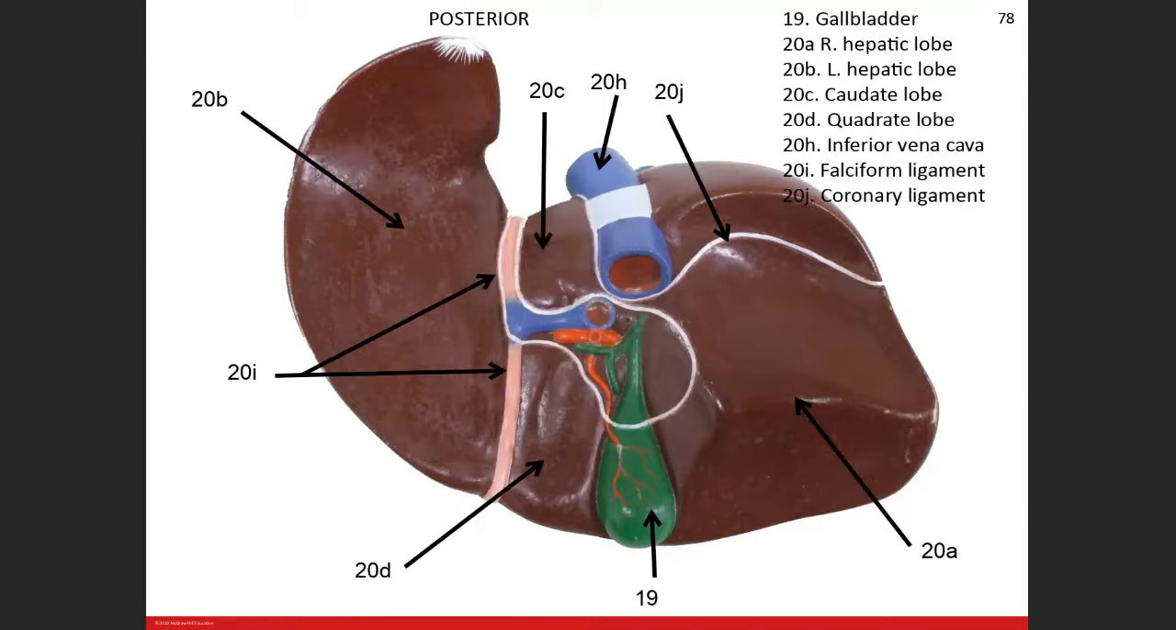So you can see it here on your model here, gallbladder. We're looking here at the right hepatic lobe. Here's the left hepatic lobe, and the structure that separates the two, that's the falciform ligament here, underneath. You got your inferior vena cava, and then another structure here is called the coronary ligament. Coronary is another name for crown here, and that's going to be more towards the posterior portion of the liver.